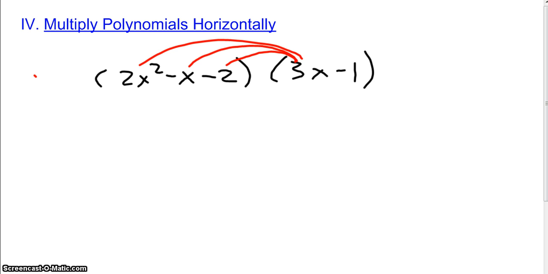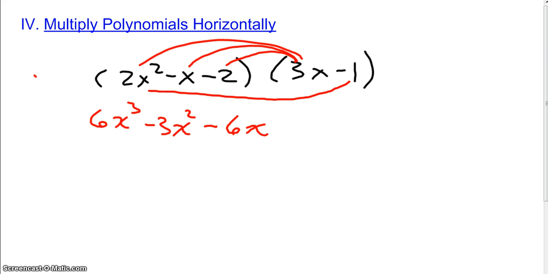3x times 2x squared. Good. 3x times negative x. Negative 3x squared, right? 3x times -2. Negative 6x. Keep your sign with you. Okay? -1 times 2x squared is. I'm going to go ahead and put it under its like term. -1 times negative x. Positive 1x, right? -1 times -2.